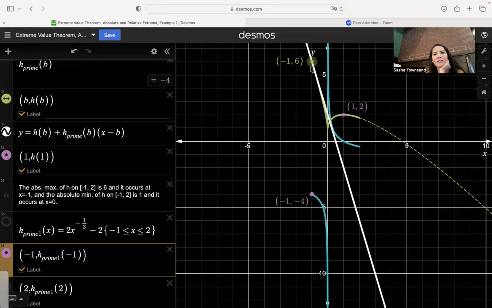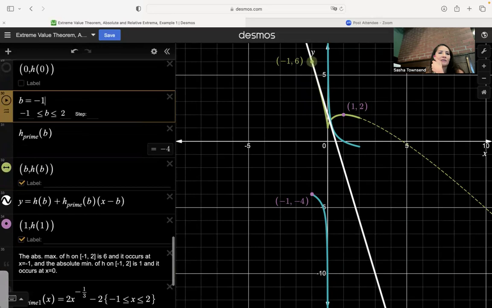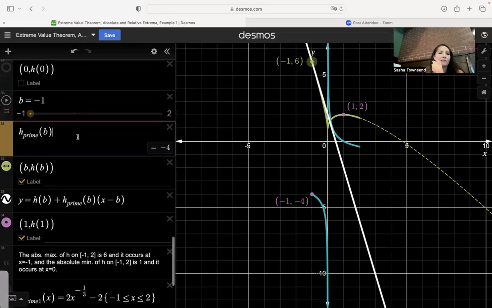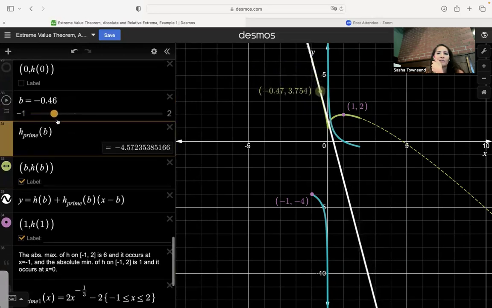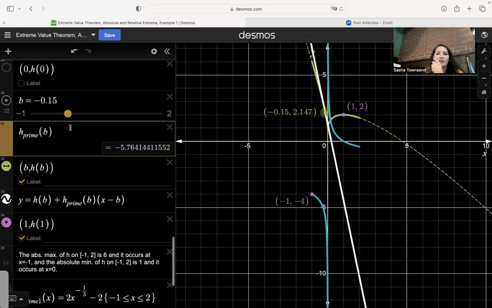Oh, it doesn't look right, does it? Oh, it does. Down 4 and over 1. There it is, to get another point on the line. So we know that that slope is -4 there. And then as we let b increase, our slope gets larger and larger.